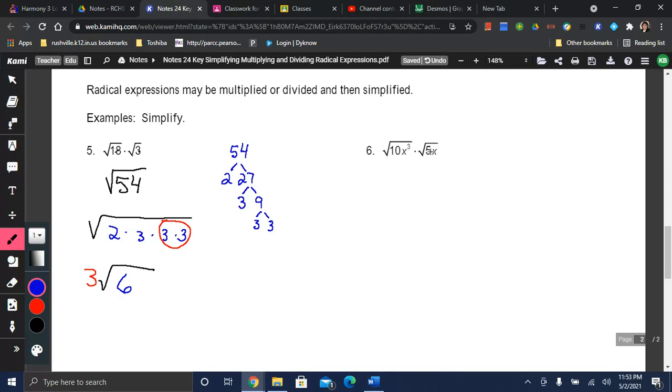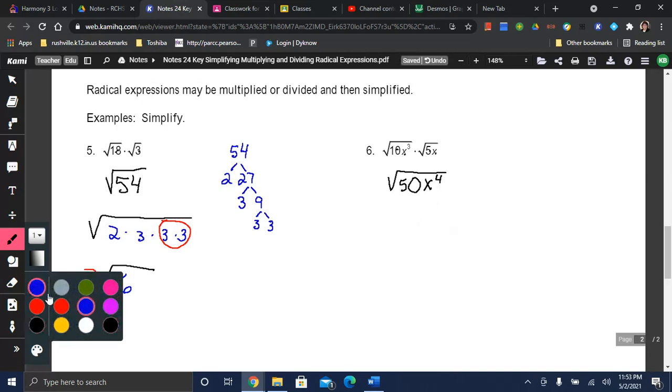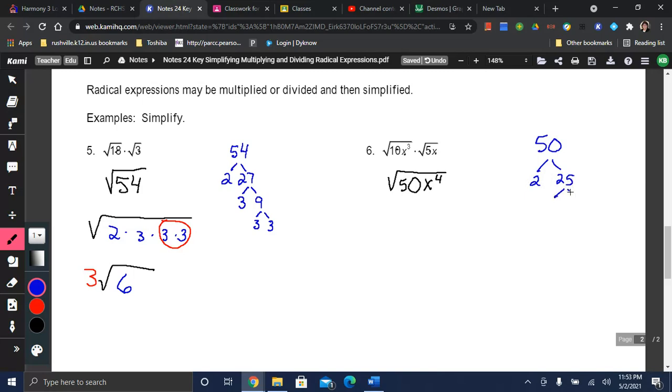All right, in the case of variables, this will give you some review of multiplying with variables. So keep your square root sign. The 10 times the 5 multiplies to 50. X to the third times x multiplies to x to the fourth. So for the 50 part of this, 2 will divide and give you 25. Now, 25 will not divide by 2 or 3 or 4. It does divide by 5.